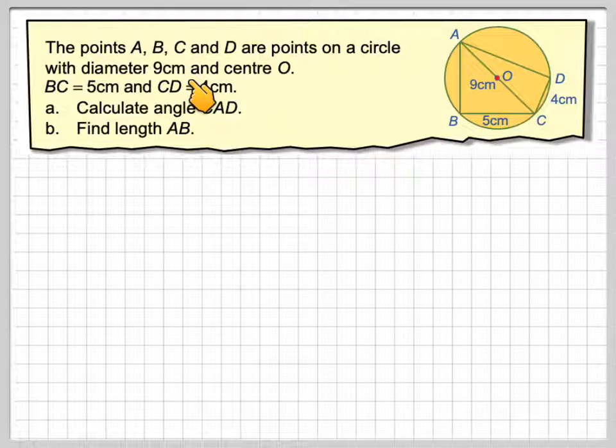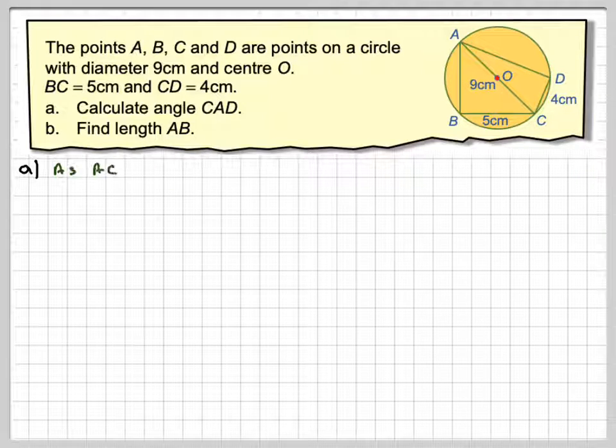Points A, B, C, and D are points on the circle, with diameter 9 centimeters and center O. So this is the diameter, which is 9 centimeters. BC is 5 centimeters, CD is 4 centimeters. Calculate angle CAD, so that angle there, and find the length of AB.